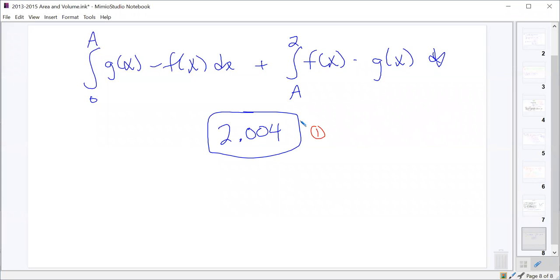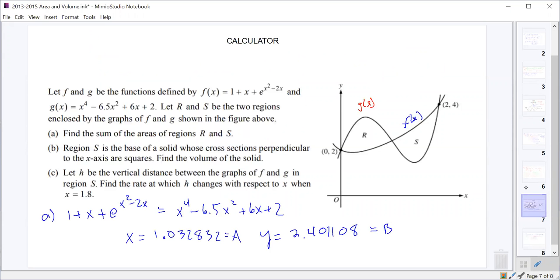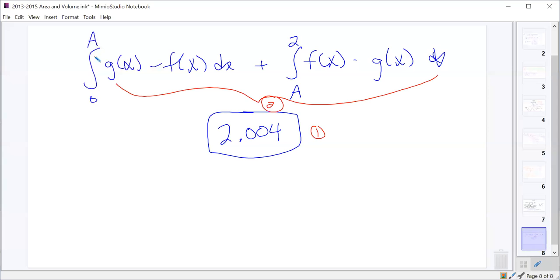So that was worth 1 point. This was worth 2 points. And having the correct limits here of 0 to A and A to 2, so getting this value essentially and properly plugging it in here, 0 to A and A to 2, that was worth a 4th point for part A.